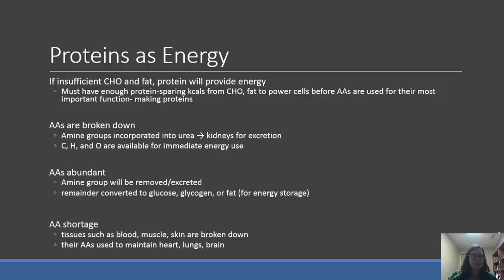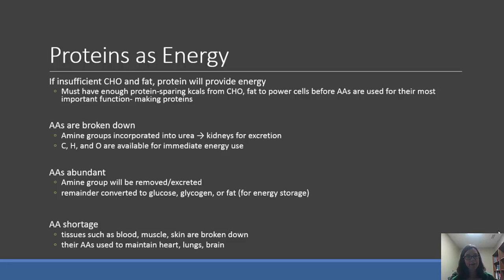So not only are we going to utilize amino acids for energy if we don't have enough carbohydrate and fat, but we also may utilize them for energy if we just have a lot of amino acids. So think of a person who is getting 35% of their calories from proteins. At that point, we're going to use some of these amino acids for energy. So again, the amine group is removed and excreted, and then the carbon skeleton is converted to glucose, which could be stored as glycogen, or fat.